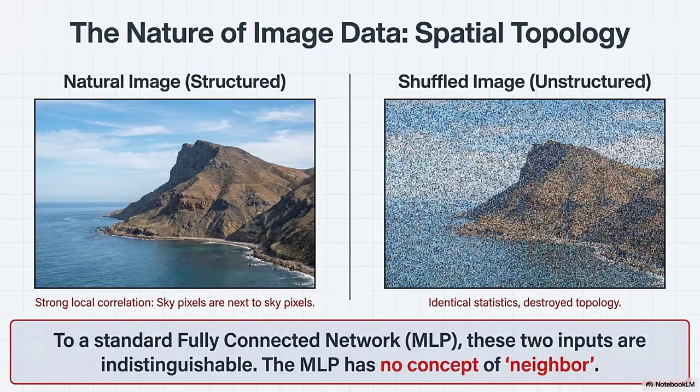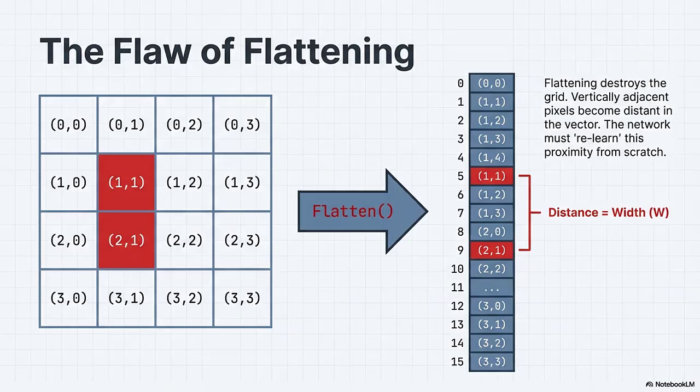But on the right, I've taken the exact same pixels and just thrown them into a blender, completely shuffling them. Now here's the wild part. To a standard MLP, these two images are basically the same thing. It sees the same colors, the same brightness levels, but it has absolutely no idea that the pixels on the left form a coherent scene and the ones on the right are just noise. It has no concept of neighboring pixels. So why does this happen?